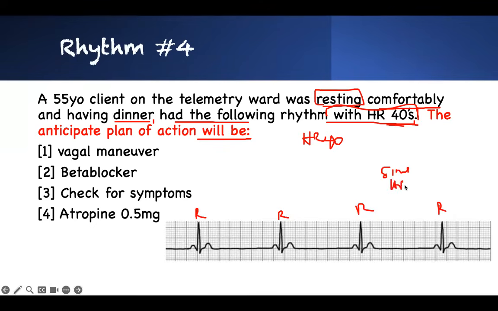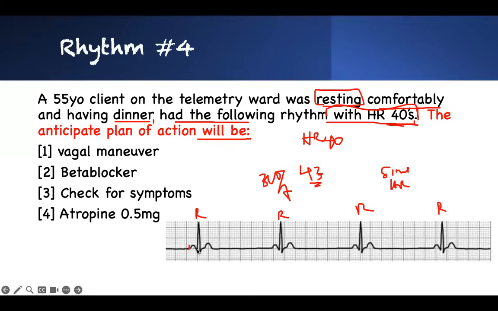And what is my heart rate? They don't tell me it's a 6-second strip, so I have to use the RR method. So 1, 2, 3, 4, 5, 6, 7. So 300 over 7. This is very, very low, right? It's very low based on the numbers they've given me, and it's close to the 40 they gave. 300 divided by 7 is about 42 or 43. So the patient has a slow heart rate.